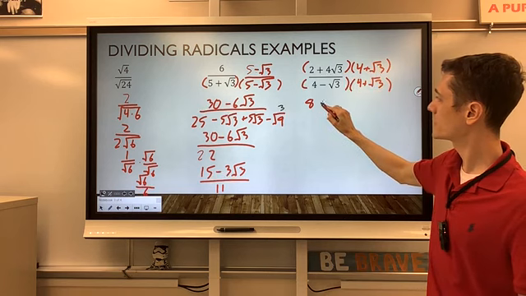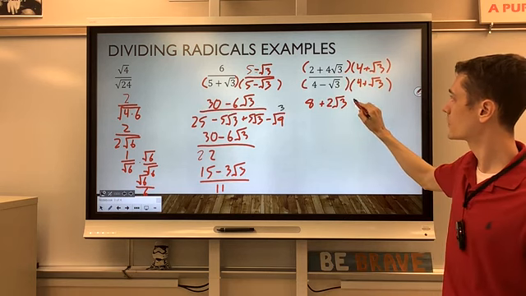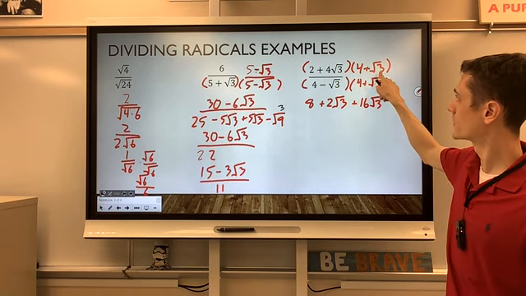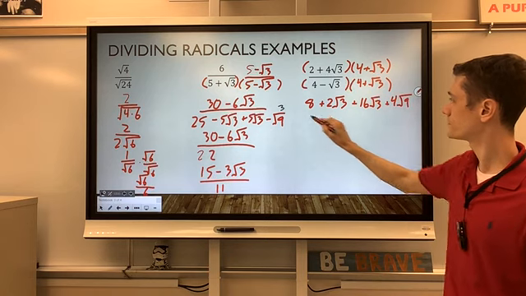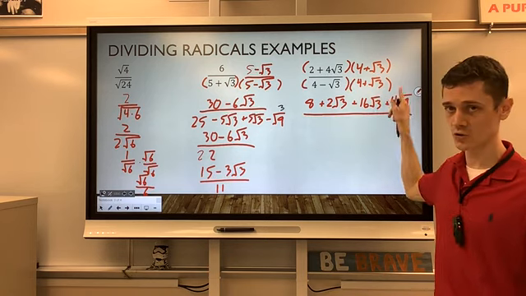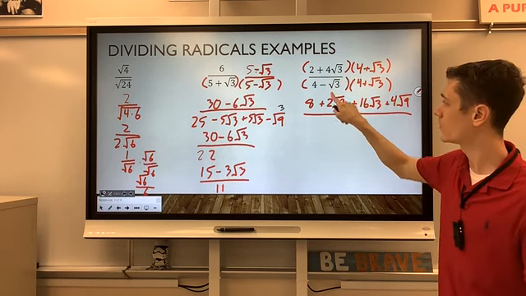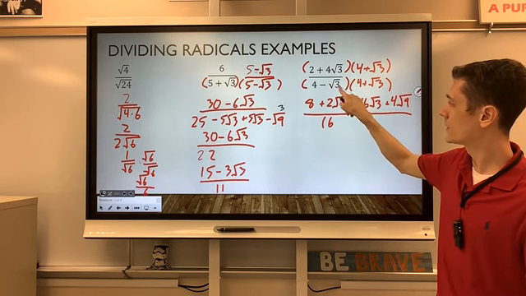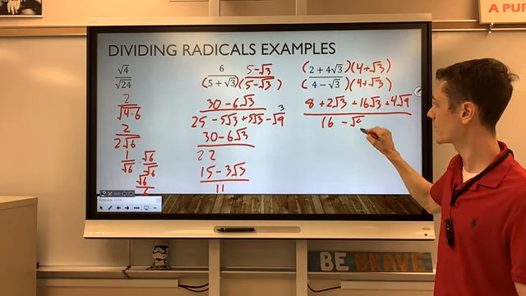2 times root 3 is 2 root 3. 4 root 3 times 4 is 16 root 3. And then 4 root 3 times root 3 is 4 root 9. On the bottom, let's use that shortcut again. If you're multiplying a number by its conjugate, we only have to do the first and last product. We don't have to do all 4 of them. So the first is 4 times 4. The last is negative root 3 times root 3, which equals negative root 9.